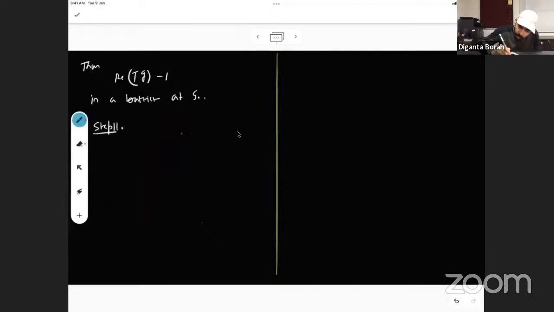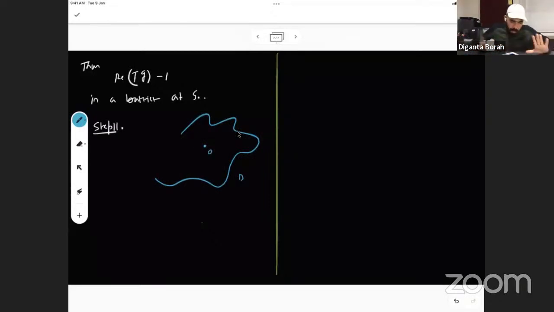So this was the domain, and let me assume that the point 0 is inside the domain. This is not necessary, but only for simplicity. You can take some Z0. So assume without loss of generality, assume 0 to be inside D.